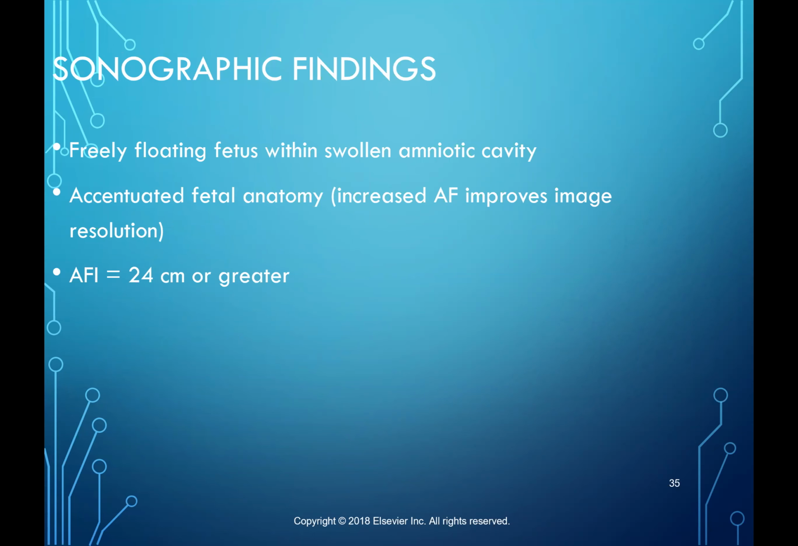So what will you see? Well, you'll see a baby floating around in a lot of fluid. We tend to lighten it up a little bit and say these babies are going to be great swimmers. Accentuated fetal anatomy, increased amniotic fluid improves image resolution, and AFI greater than 24. Now, I feel like these babies do the best 3D ultrasound pictures because they have so much fluid, and you can just see so well because of the increased amniotic fluid producing better image resolution. And I just love to take pictures of these babies that have more fluid. They're gorgeous.